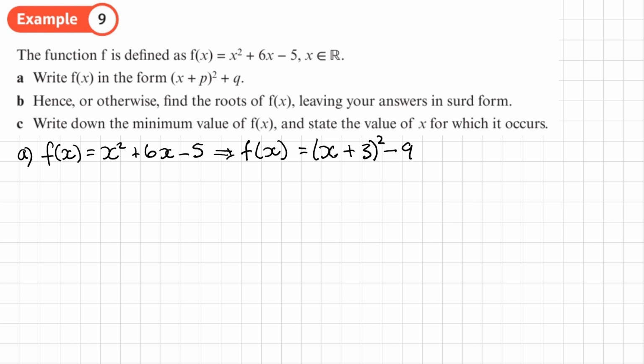But I do want the number negative 5. So I'll put negative 5. So as I've done before, I take off what I don't want, and then I add on what I do want. And what I do want here is negative 5.